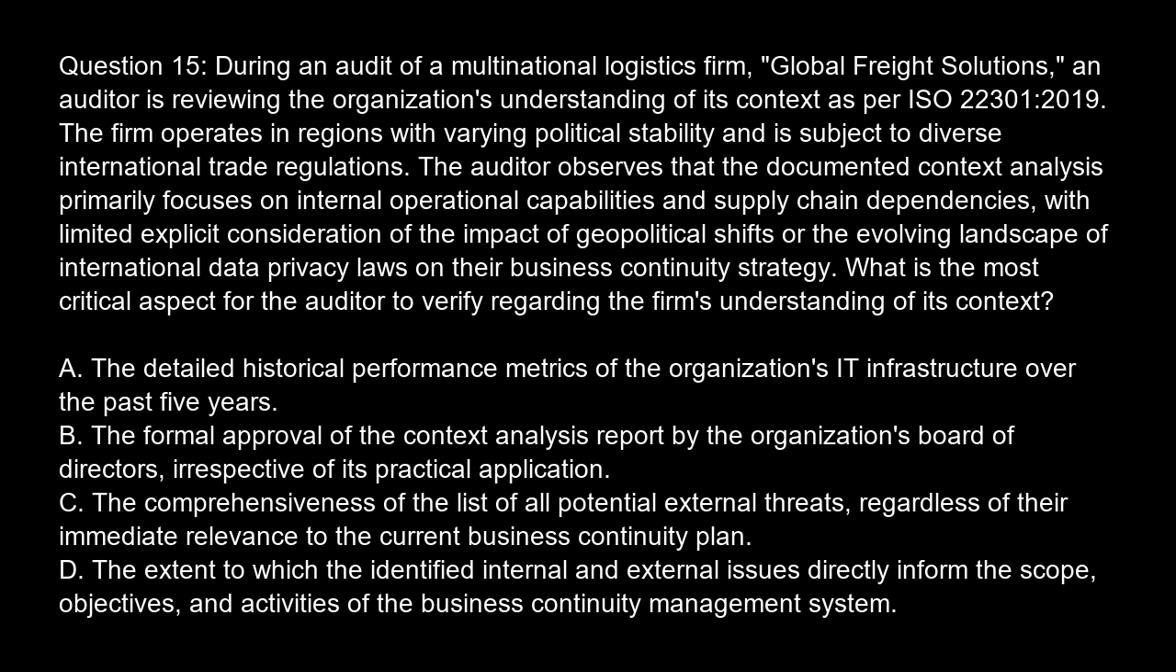Option A. The detailed historical performance metrics of the organization's IT infrastructure over the past 5 years. Option B. The formal approval of the context analysis report by the organization's board of directors, irrespective of its practical application. Option C. The comprehensiveness of the list of all potential external threats, regardless of their immediate relevance to the current business continuity plan. Option D. The extent to which the identified internal and external issues directly inform the scope, objectives, and activities of the business continuity management system.